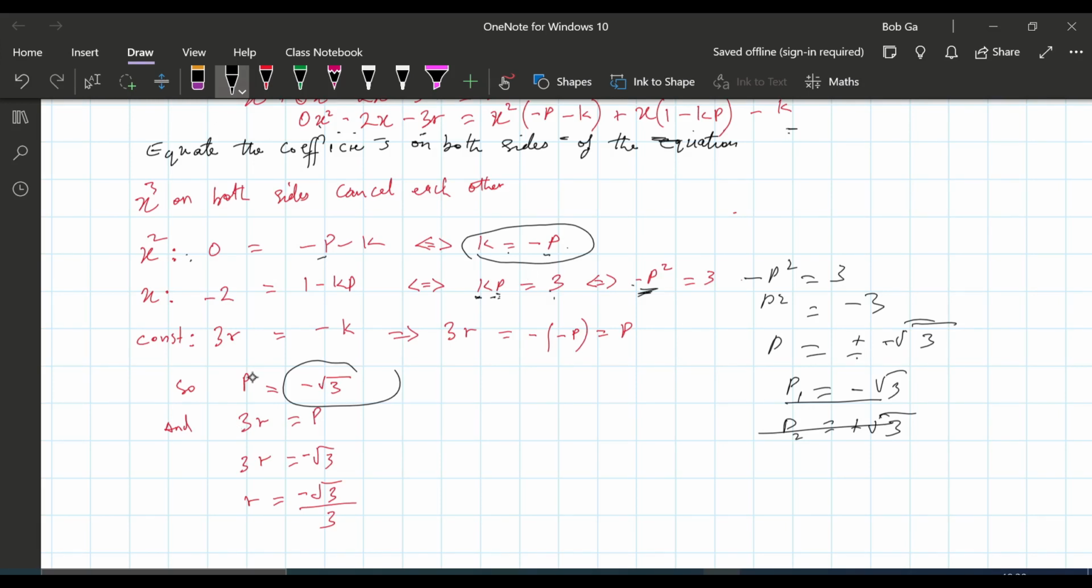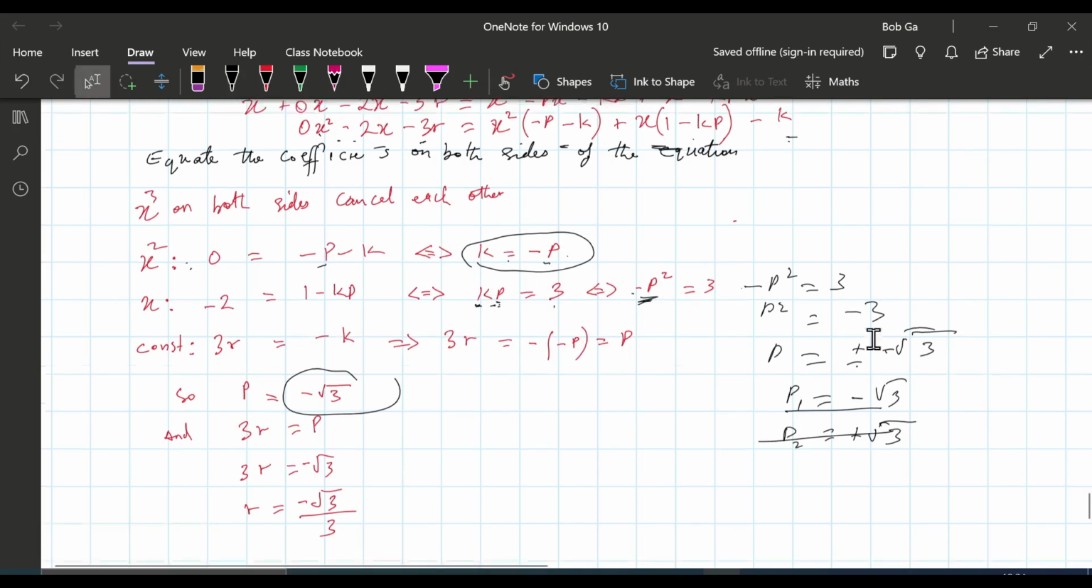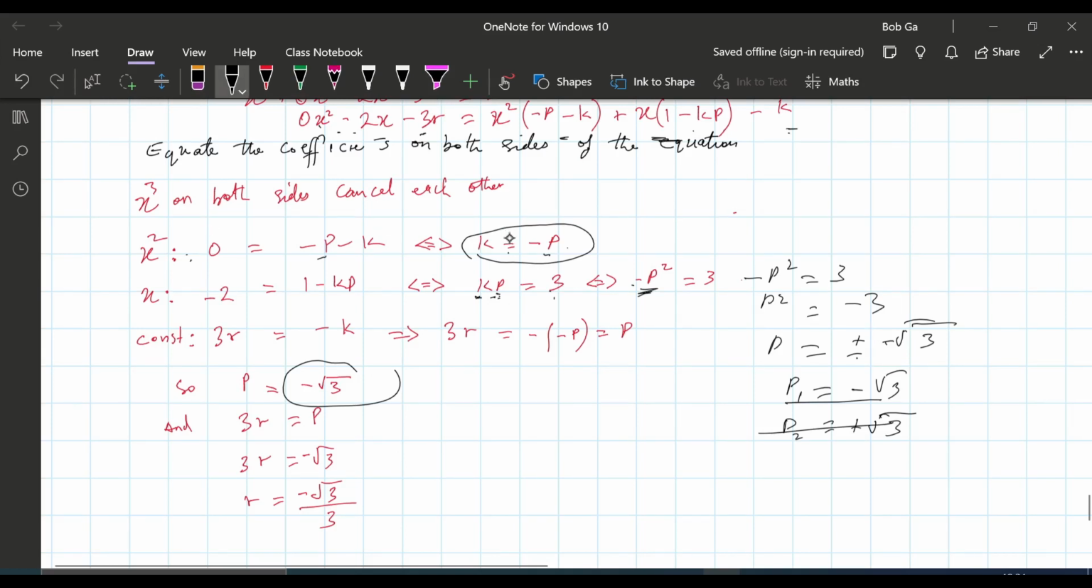So that's why we have 3r is equal to negative k. So k is equal to negative p, which is what we evaluated here. So if 3r is equal to negative k, and negative k is negative p, then negative, negative p is p. Okay, so 3r is equal to p.